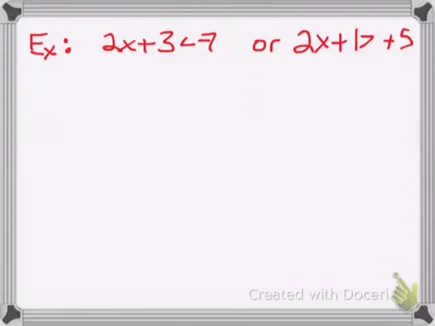Okay, how would I solve the inequality on the left? Subtract 3 from both sides, right? And that gives us 2x is less than negative 10, which means x is less than negative 5.